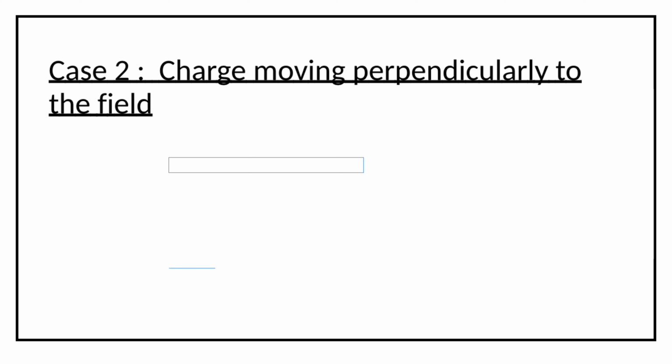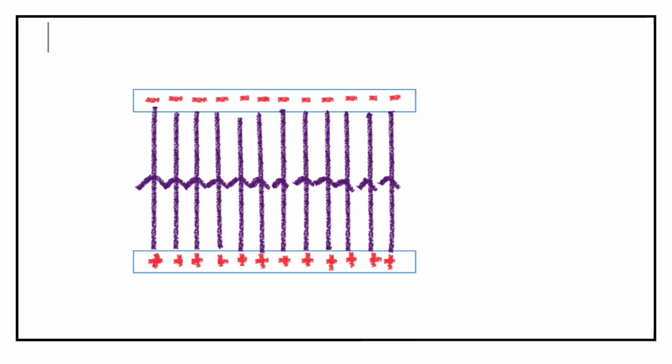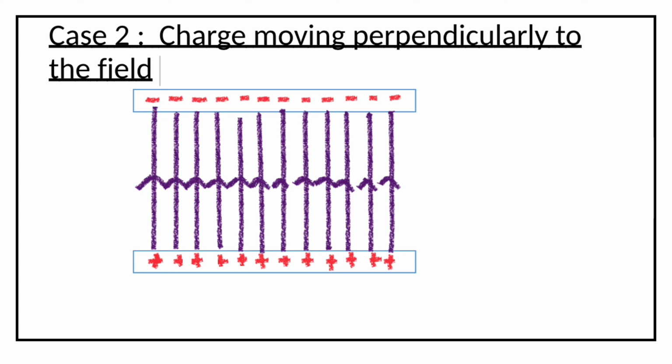Okay, look at case 2. The charge is moving perpendicularly to the field. We have two parallel plates. The first one is negative, and the second one is filled with positive charge. So the direction of the electric field will be upwards, towards the negative plate. So what if we have an electron here? What happens to the electron after it enters the uniform electric field? As you can see, it will move with a parabolic motion.